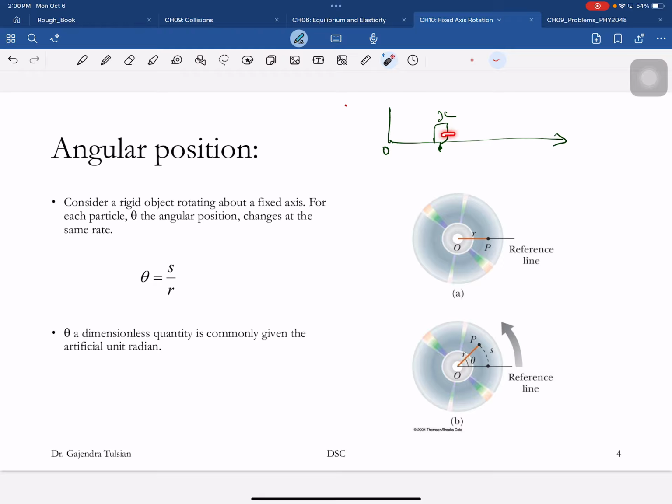What was the best way for you to describe the motion of this object? Yep, x as a function of time. So similarly, if you want to describe the rotational motion, this is the most useful way of describing the motion. Okay, what we want to know is the angular position of this object as a function of time.